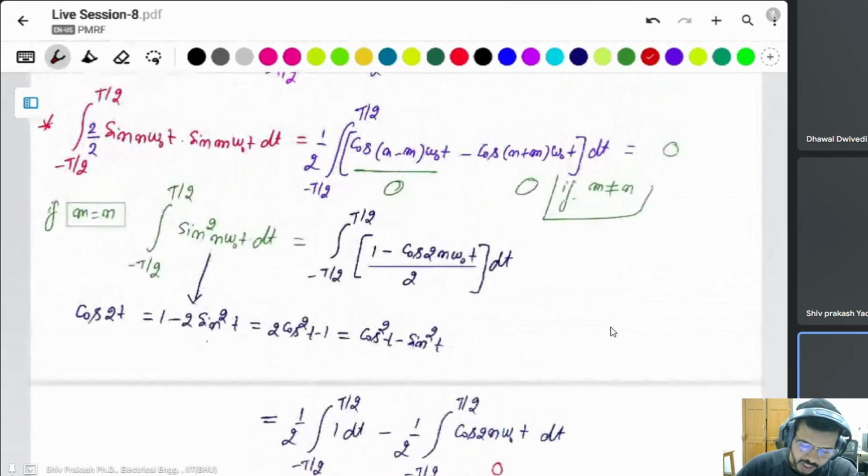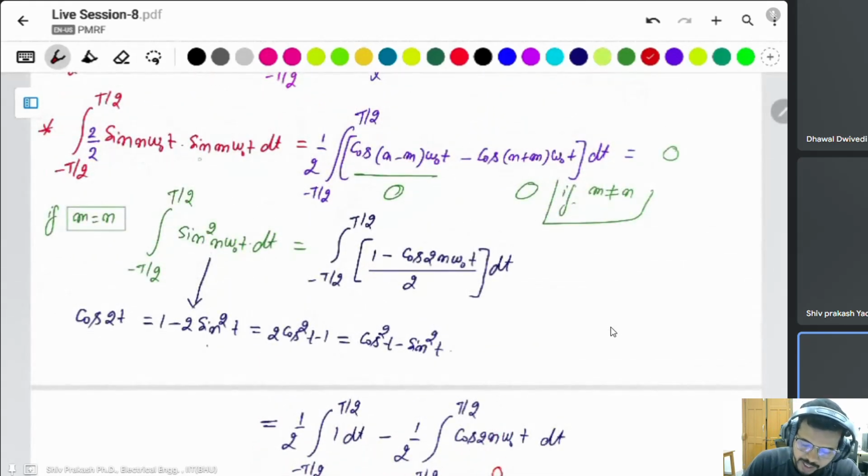If there is a sinusoidal signal and m and n both are the same, then the signal will be a sine square theta like that. Then this integration we will find by using cos of 2 theta.